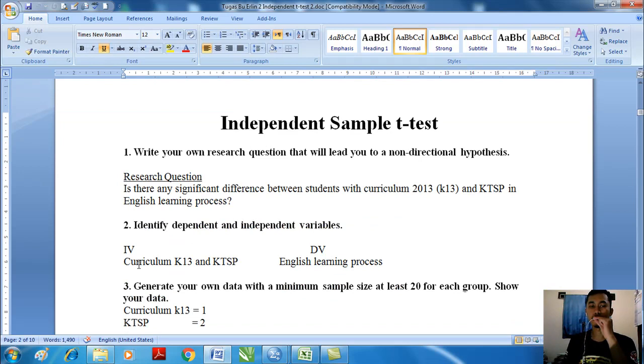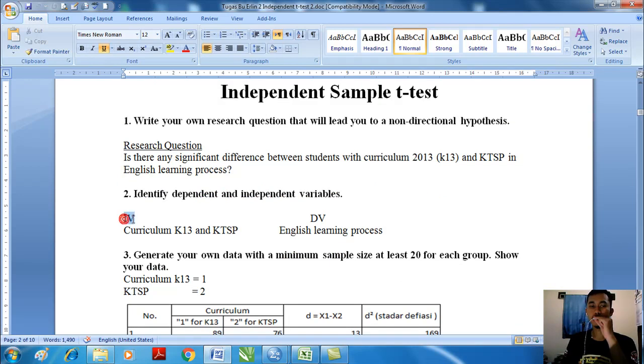This one, independent variable: curriculum 2013 and KTSP. Curriculum 2013 and KTSP, it's the independent variable. Now, the dependent variable is English learning process.